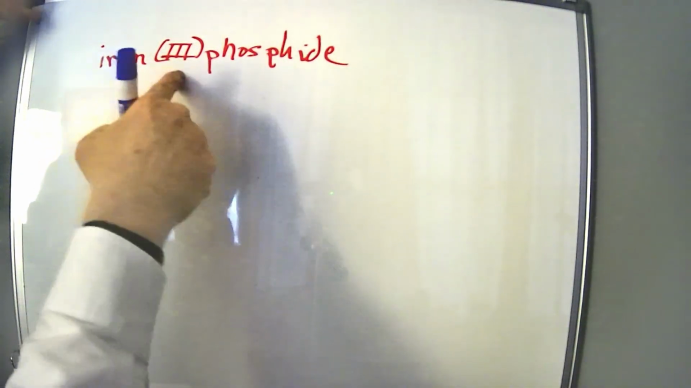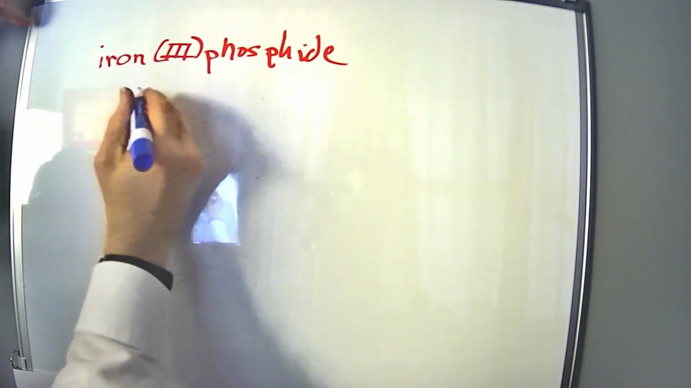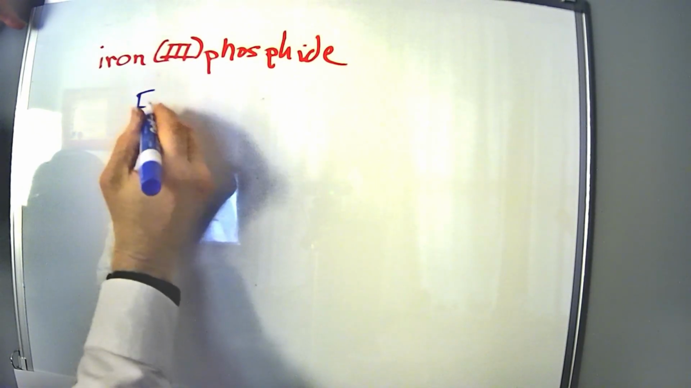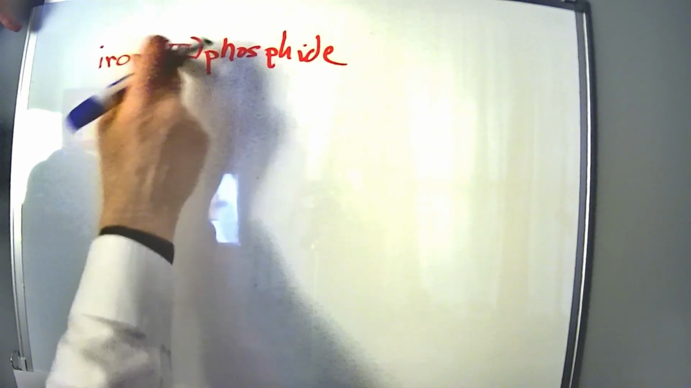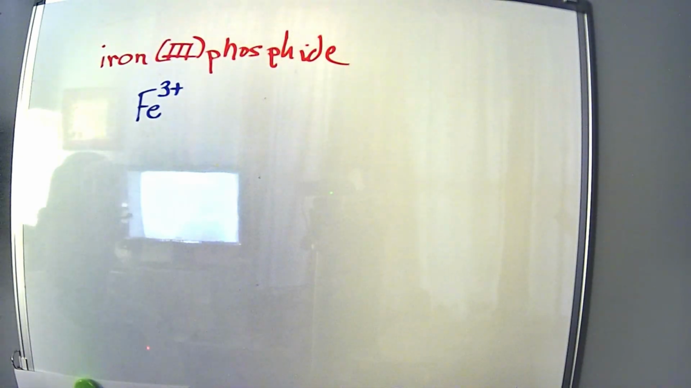Iron 3 is a 3 plus charge. Remember that Roman numeral tells you the charge on the ion. This is one of our transition elements that has more than one type of charge, so we use the Roman numeral to tell you what charge it has.